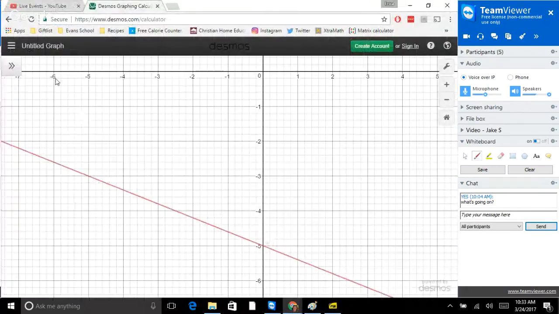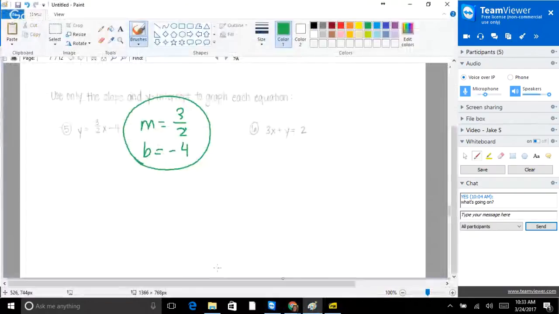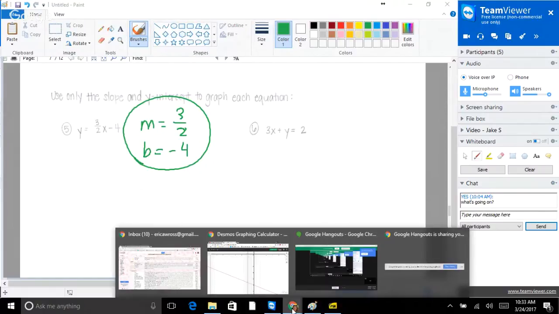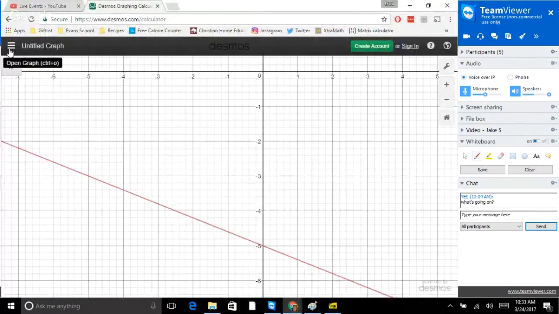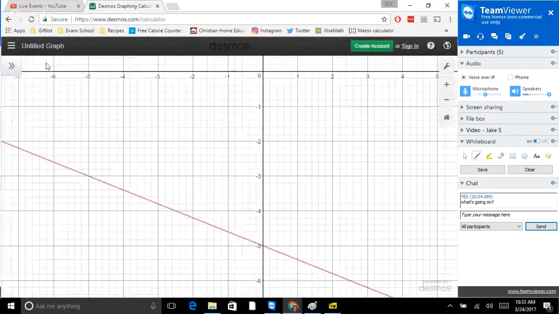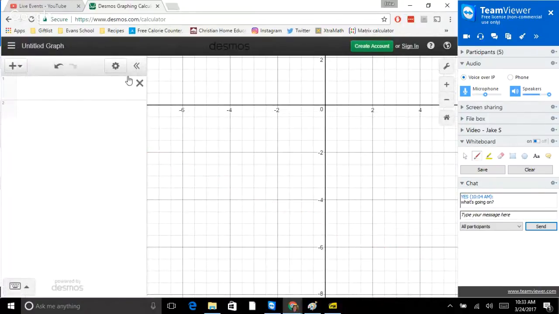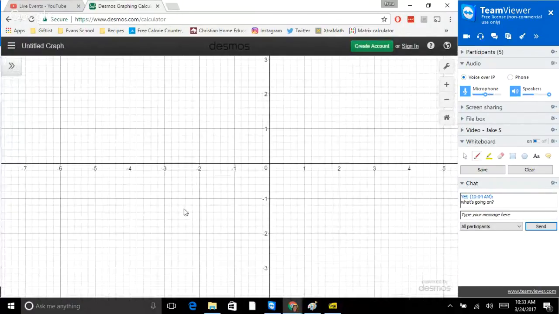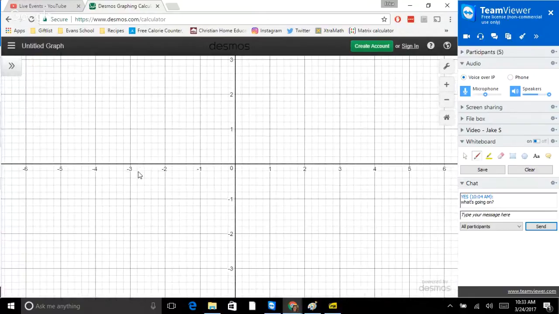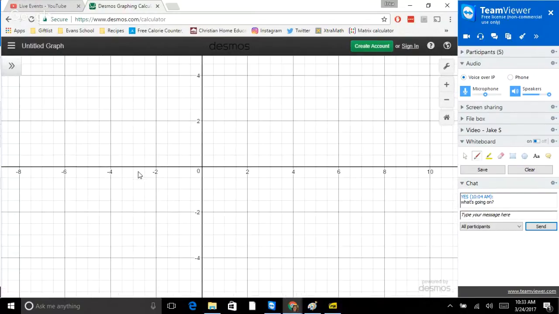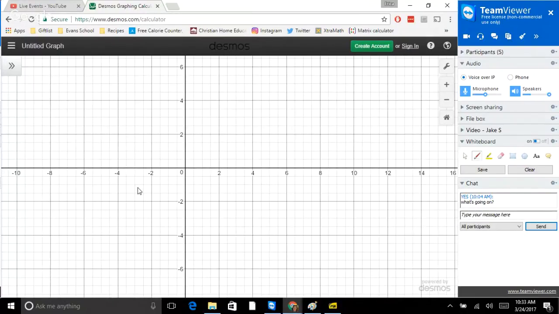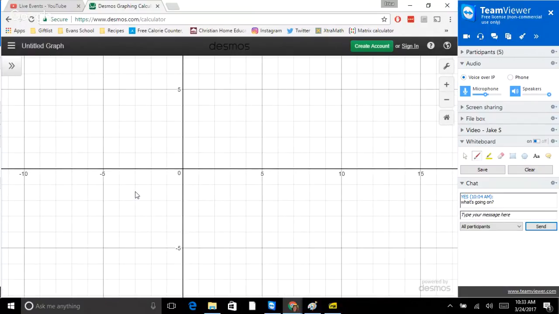Let me get a nice little graph. I used to have some graph paper I could pull up. And I keep telling you guys I'm going to send you that, which I do need to do. Oh, cool. All right.